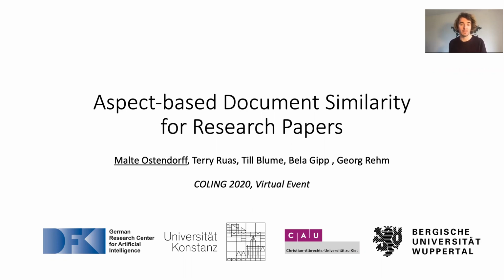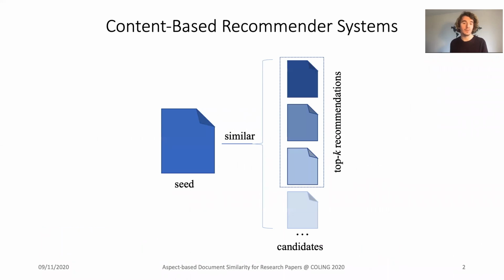With this paper, we present an alternative approach to document similarity. Document similarity is essential to many information retrieval applications like recommender systems. In content-based recommender systems, recommendations are generated based on a similarity measure between a seed and candidate documents. So the most similar documents are used as recommendations.